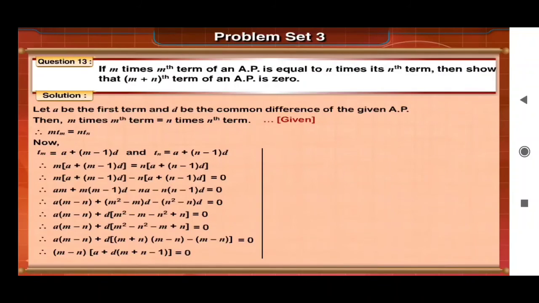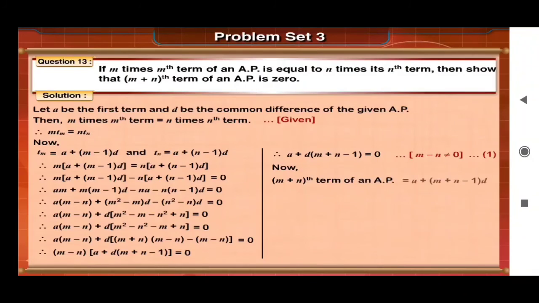m minus n is not equal to 0. Therefore, a plus d into m plus n minus 1 is equal to 0. Let this be equation 1. Now, m plus nth term of an AP is a plus m plus n minus 1 into d. Let this be equation 2. Therefore, from 1 and 2, m plus nth term of the AP is 0.